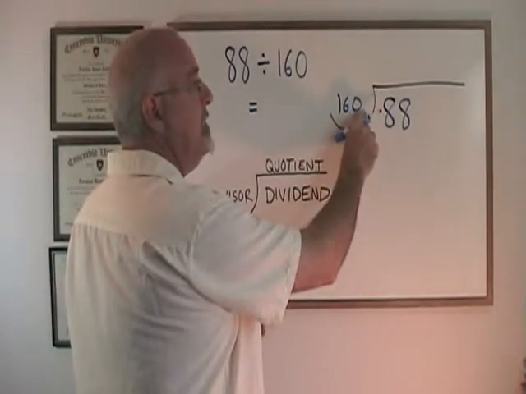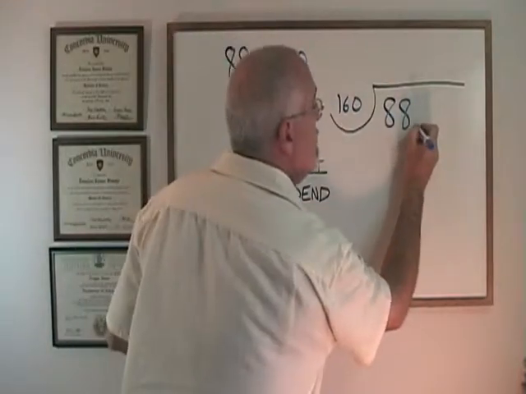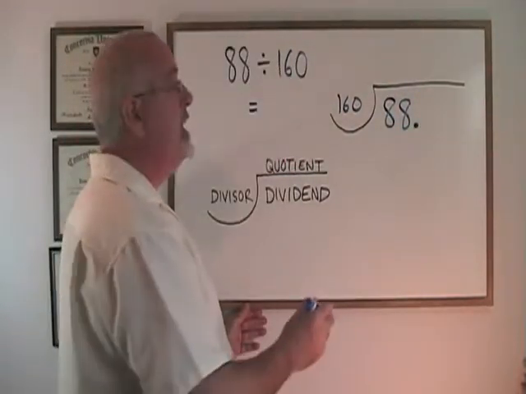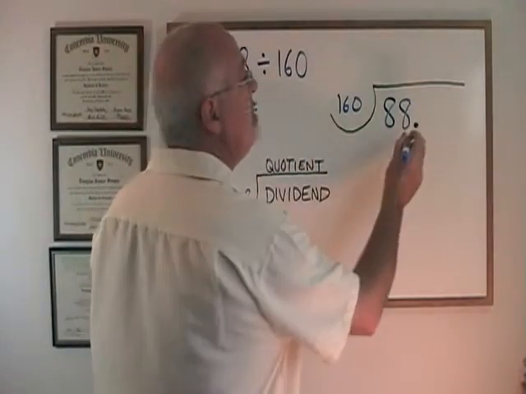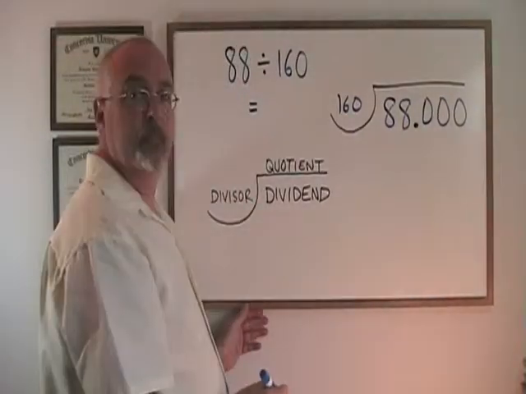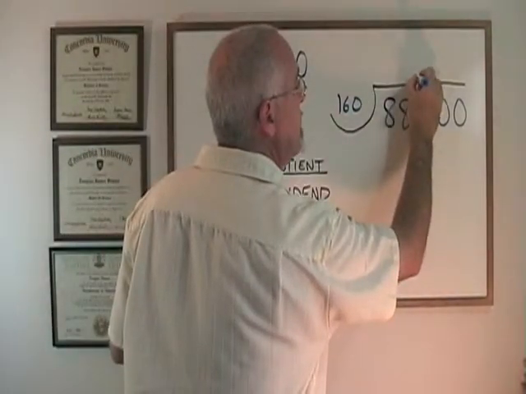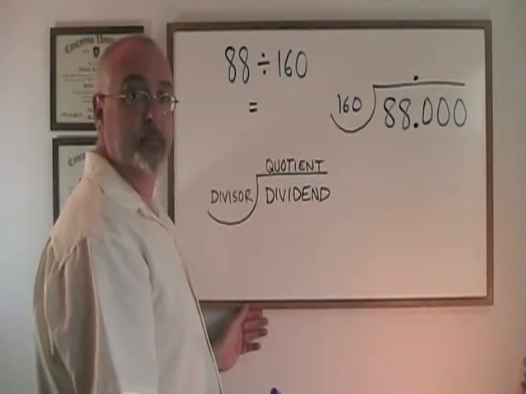Because the decimal is in the right place here, we don't have to move the decimal inside in the dividend. So we can write it. And then after it, we write some zeros, as many zeros as we want. The decimal in the quotient will go right above the decimal in the dividend.